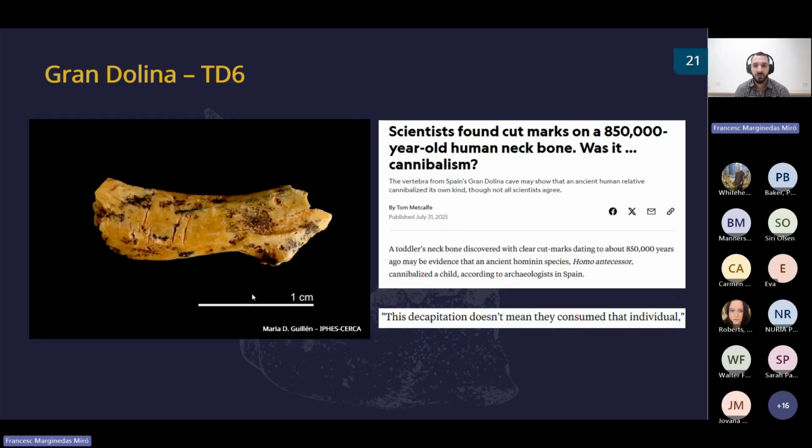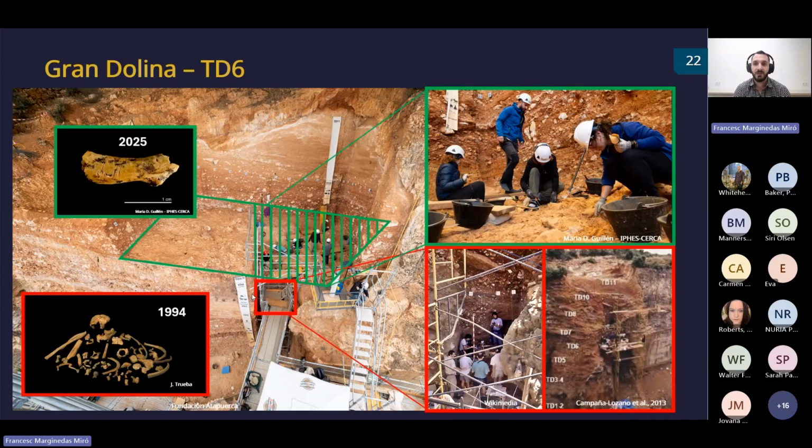And then there was a comment from a researcher that is not linked to the excavations or to the project that said that this decapitation doesn't mean that they consumed that individual. And I would fully agree with that comment in another context, but not here in Gran Dolina, as what we are finding now is actually the extension of the context found back in 1994 in the test pit. So we are currently excavating the upper part of the TD6 level. So we should expect very interesting results and as well a good amount of more Homo antecessor specimens in the following years.